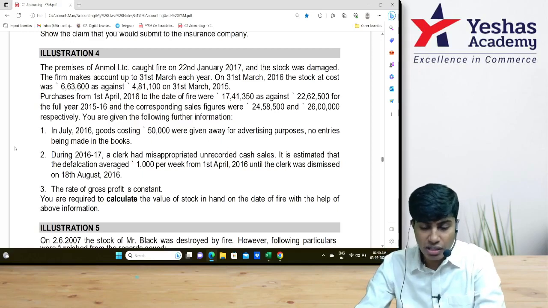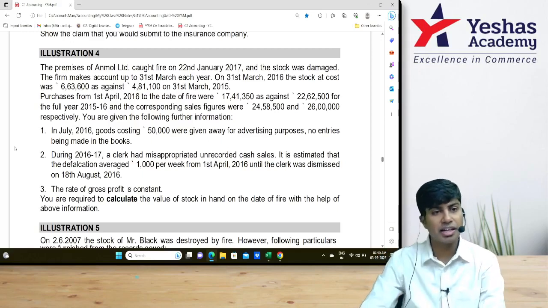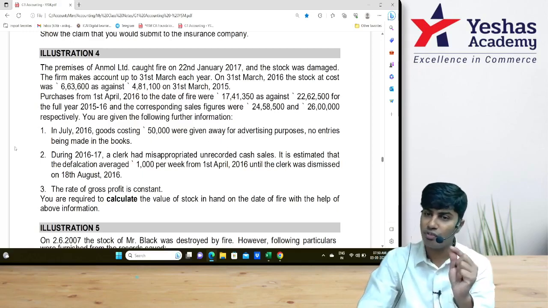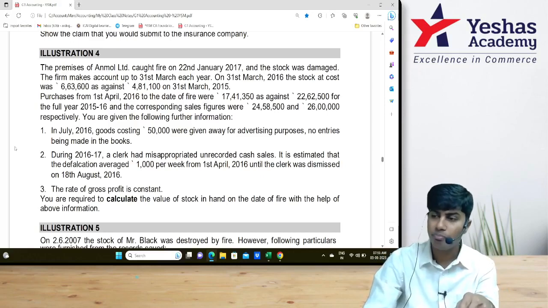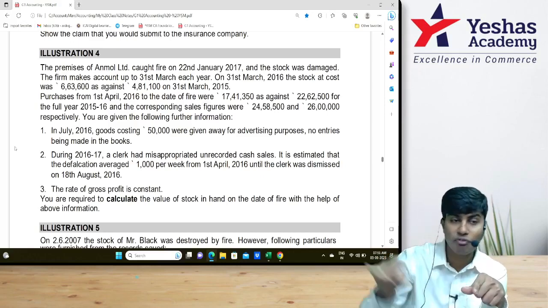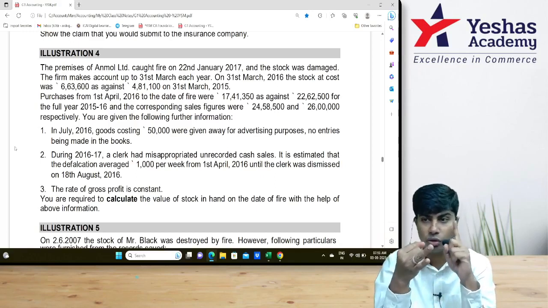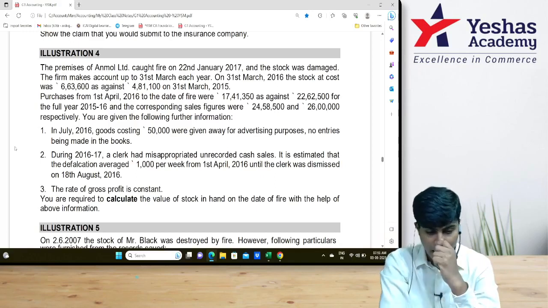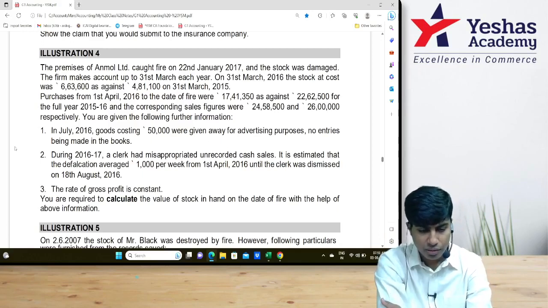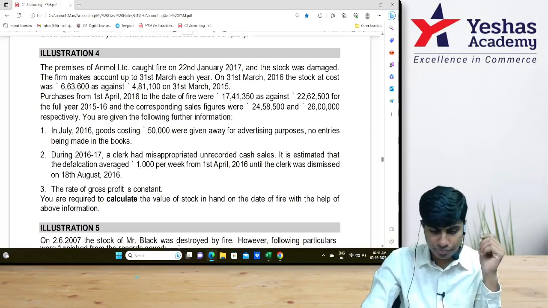Then they've given sales of 24,58,500 and 26 lakh respectively. Again, 24,58,500 is for the memorandum trading account period. 26 lakh is for the period before that. So for that previous trading period, we know opening, we know closing, we know purchases, we know sales. Read the line after that. You are also given the following further information.